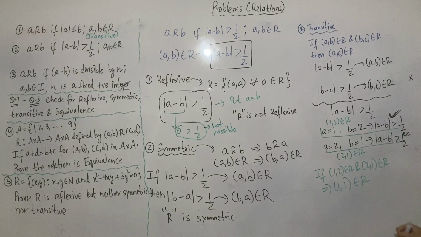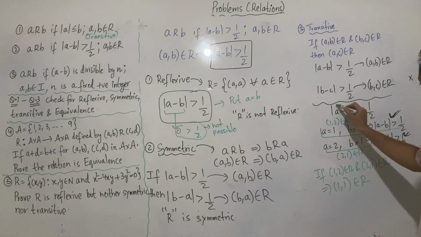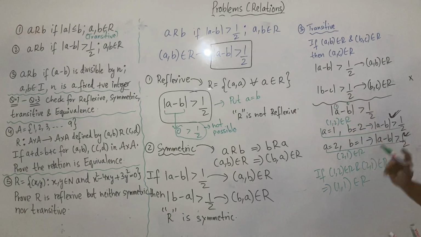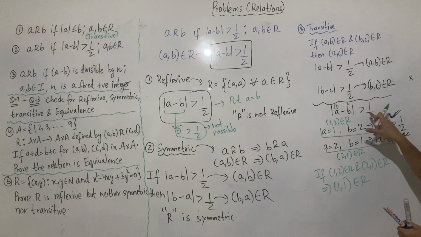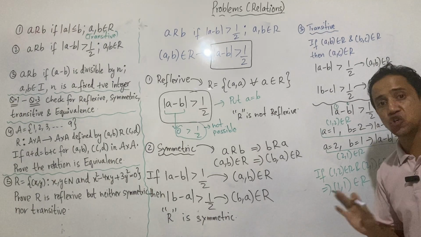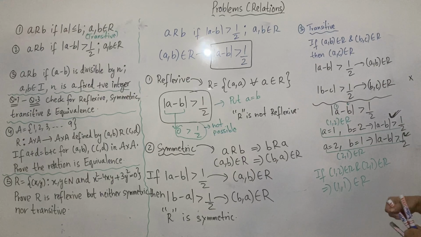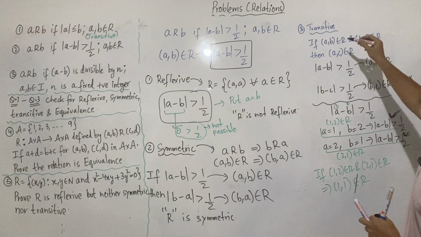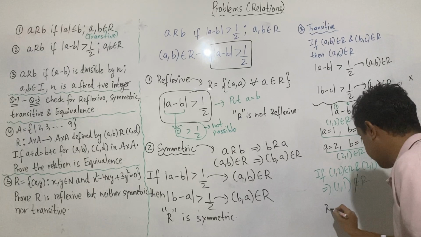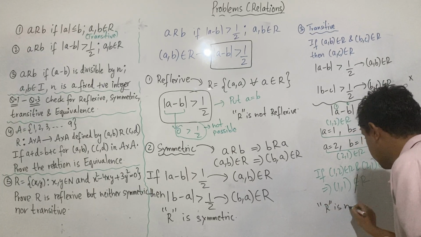Only then this relation is said to be transitive. But see here, check for (1, 1). If you take A = 1 and B = 1, then 1 minus 1 is going to be 0, and 0 is greater than 1 by 2. Now, that's not true, which means that (1, 1) is not going to be part of this relation. So therefore, this relation is not transitive. R is not transitive.